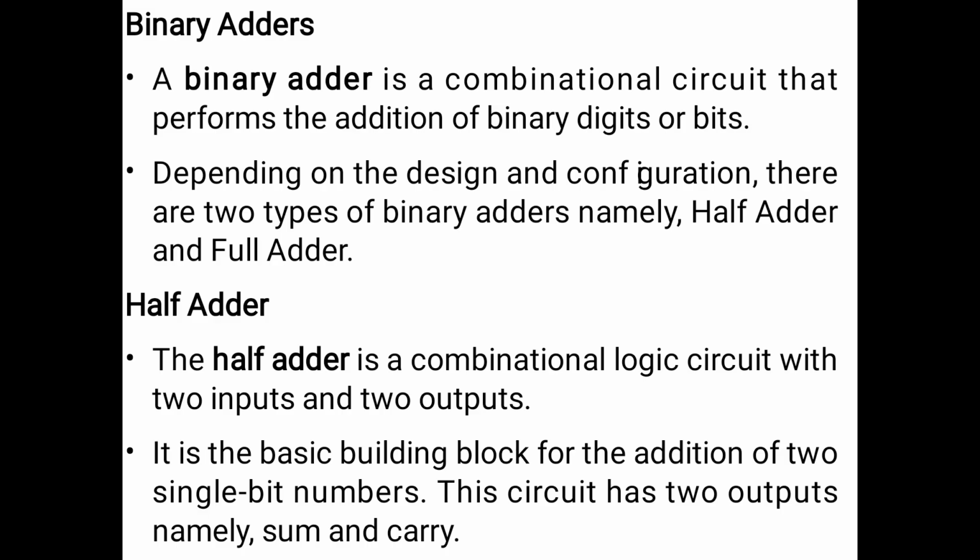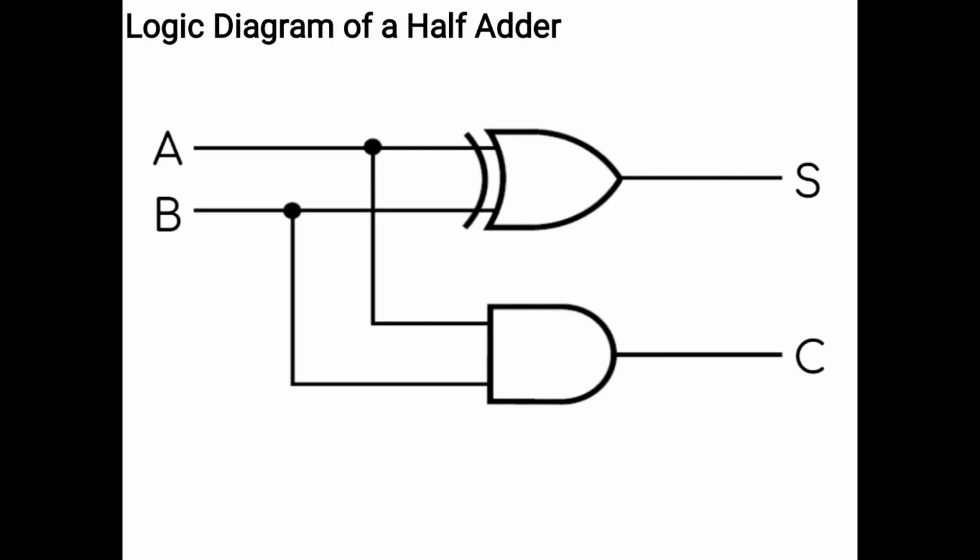Binary adders. A binary adder is a combinational circuit that performs the addition of binary digits or bits. Depending on the design and configuration, there are two types of binary adders, namely half adder and full adder. A half adder is a combinational circuit with two inputs and two outputs. It is the basic building block for the addition of two single bit numbers. The circuit has two outputs, namely sum and carry. So this is the logic diagram representing a two input half adder with A and B as input and sum and carry as output.